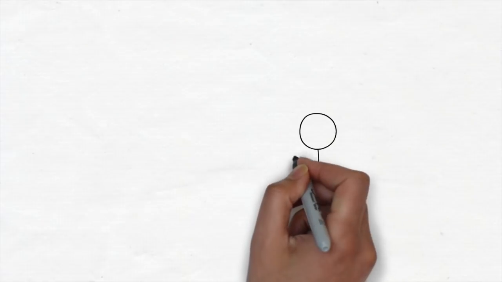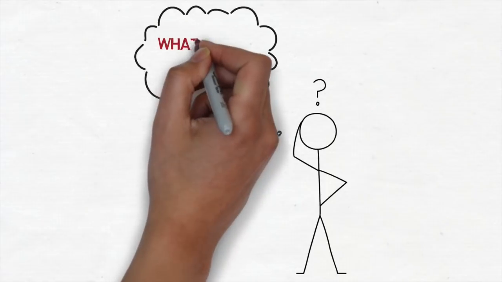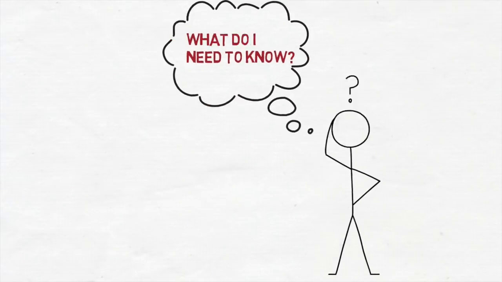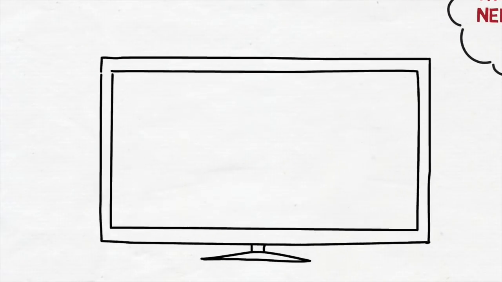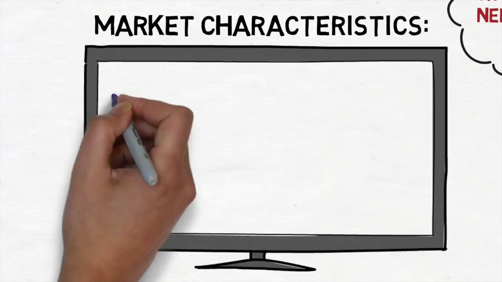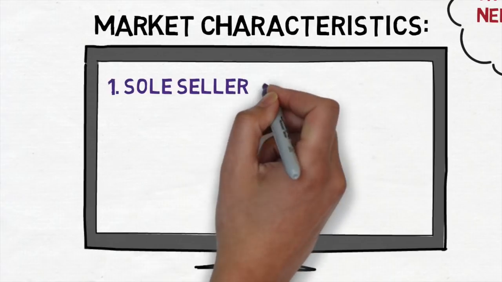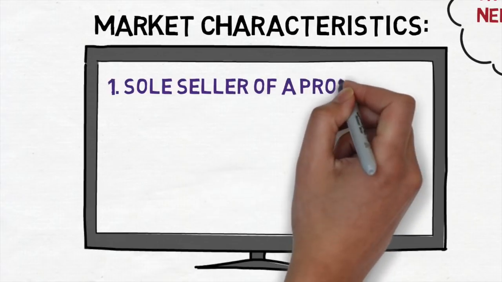Hi guys, today we're going to talk about a monopoly firm. In a monopoly, what we're going to look at is the different characteristics that distinguish a monopoly from the three other market characteristics. So initially, the first characteristic that we're going to concentrate on is that a monopoly is a sole seller of a product.